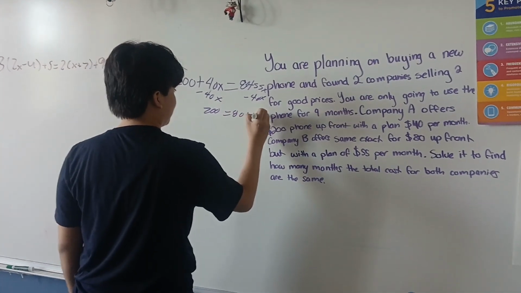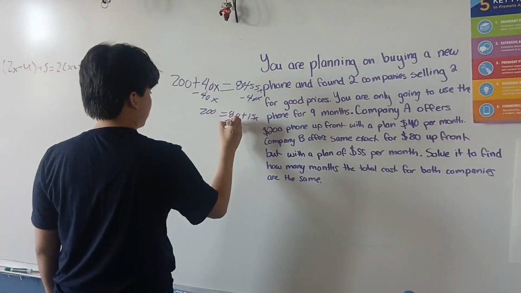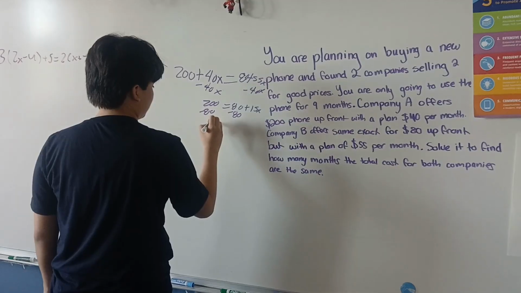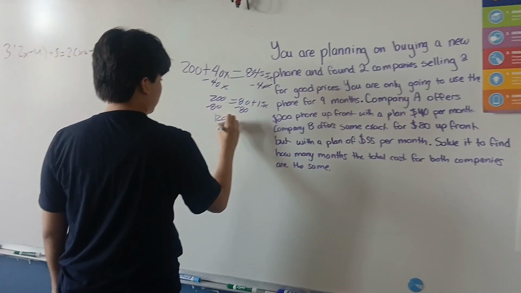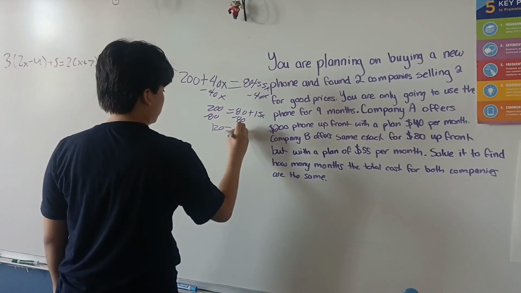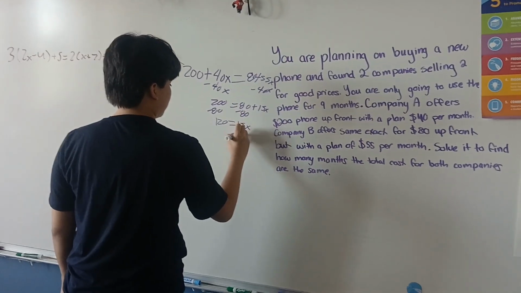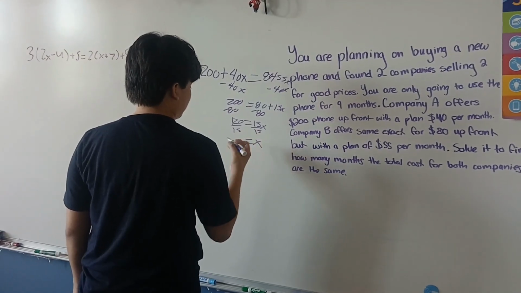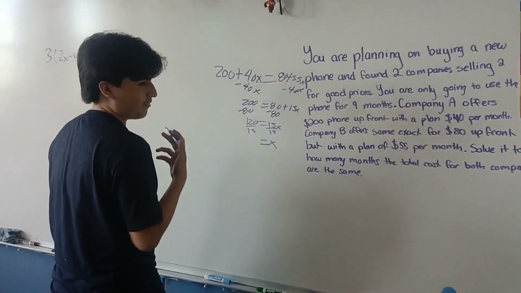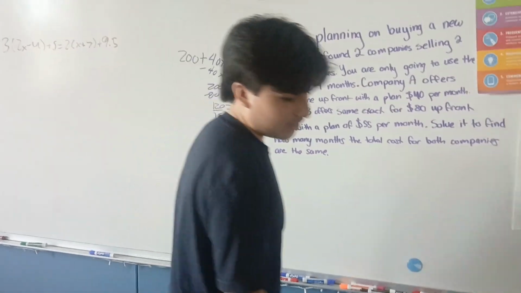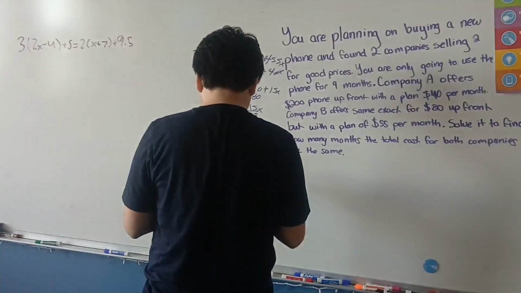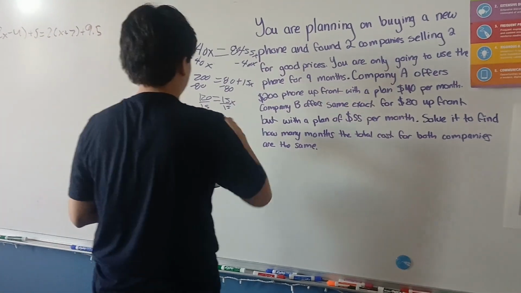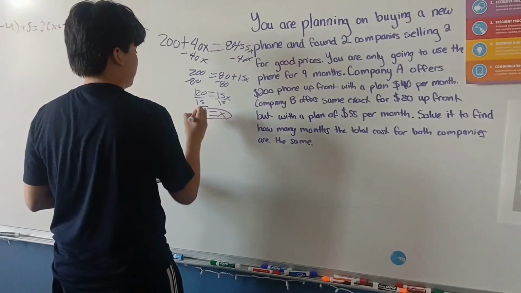Plus 15x, minus 80 on both sides, equals 120 equals 15x. Divided by 15 on both sides. x equals 120 divided by 15. And that's the answer.